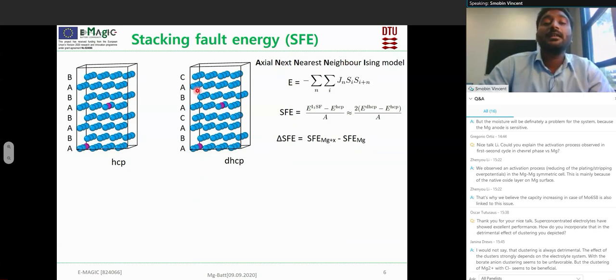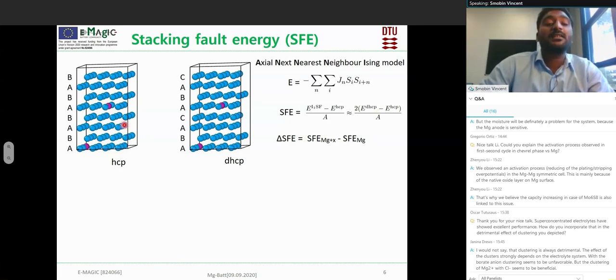So in which each stacking sequence is represented with some spin number Si, and an interaction parameter is defined between them. Then this results in the stacking fault energy as so. Then it results in 2 times E_DHCP minus E_HCP. So here we can get the stacking fault energy just in terms of two bulk structures.